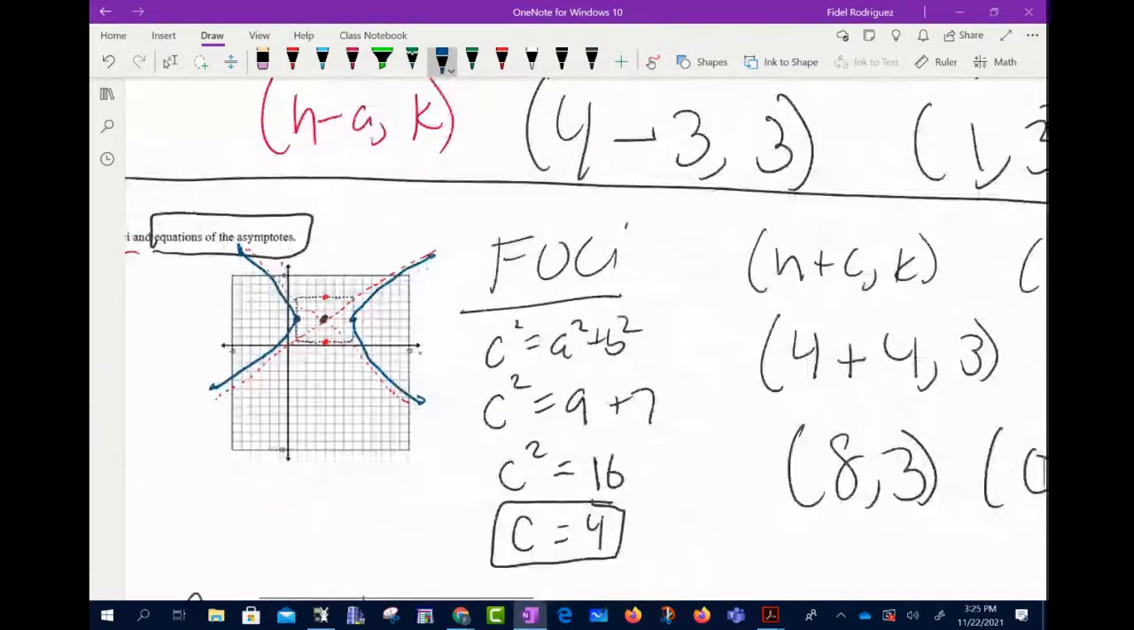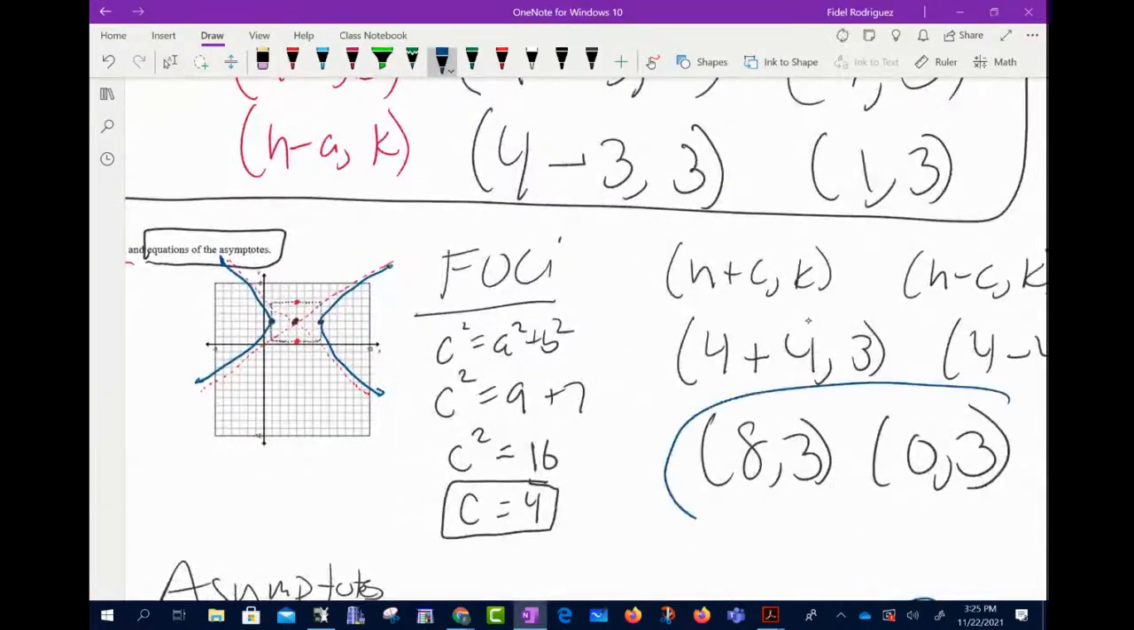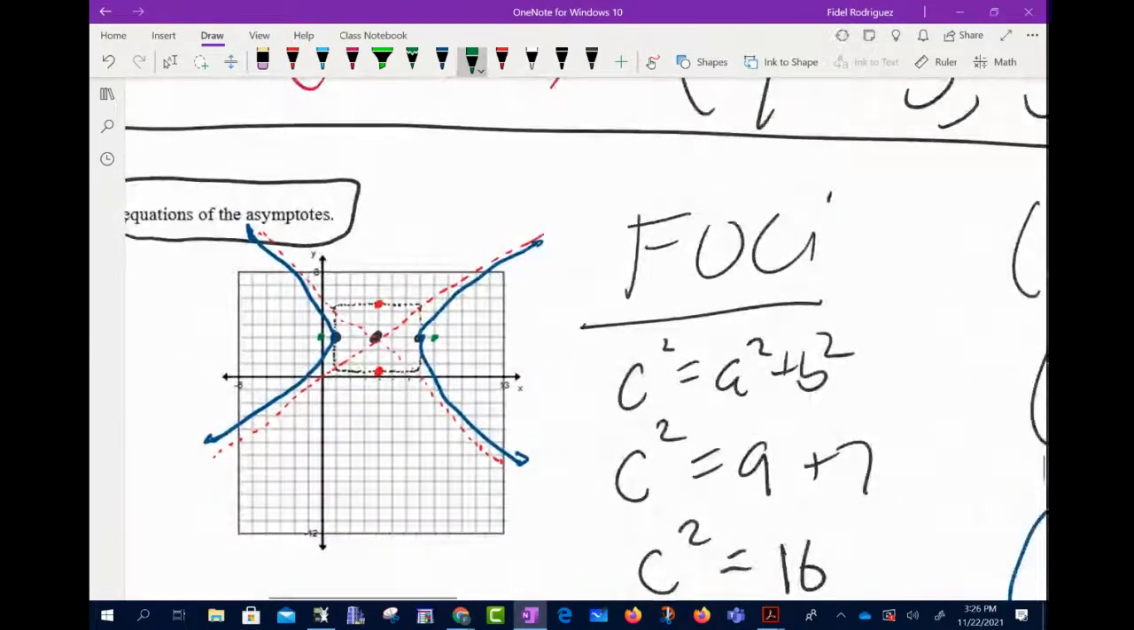Now we can go ahead and plot our foci. The foci, y'all, were 8, 3 and 0, 3. I'm going to do those in green. So 0, 3 is right here, and counting 1, 2, 3, 4, 5, 6, 7, 8, 8, 3 is right there. And those are my foci.